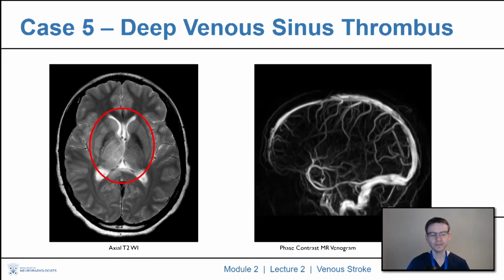And on the phase contrast MR venogram, it can be very hard to see something that's missing. But in this case, the deep venous system has no flow within it. So there's no flow in the internal cerebral veins, vein of Galen, straight sinus. So immediately we could think that this is edema or infarction attributable to deep venous sinus thrombosis.